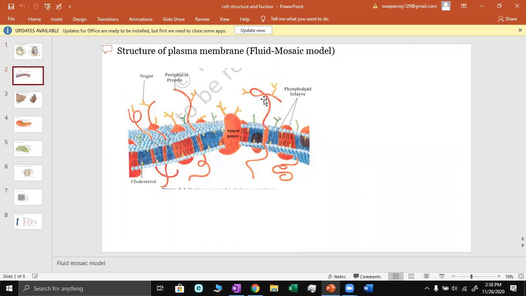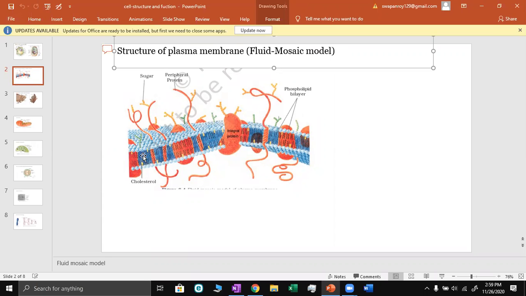See, this is the structure of plasma membrane, the fluid mosaic model. Can you see this fluid mosaic model of plasma membrane? This is the most accepted theory or hypothesis. It was given by Singer and Nicholson. They gave this model, and this is called fluid mosaic model, a structural model.